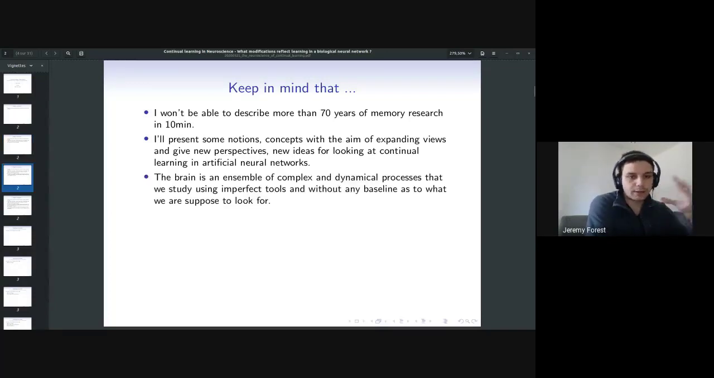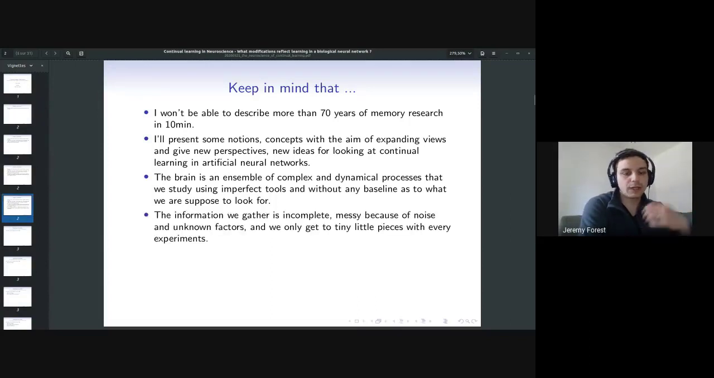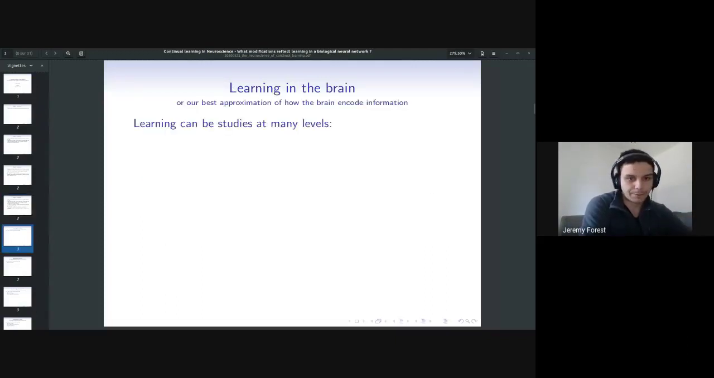And remember that the brain is an ensemble of very complex and very dynamical processes, and we use imperfect tools, and we don't have any baseline of what we're supposed to look for. So all of this is important because the information we gather is incomplete, it's messy, there's a lot of noise, there's a lot of unknown factors, and we only get tiny pieces with each experiment that we do.